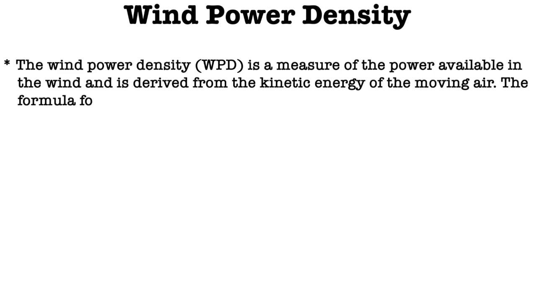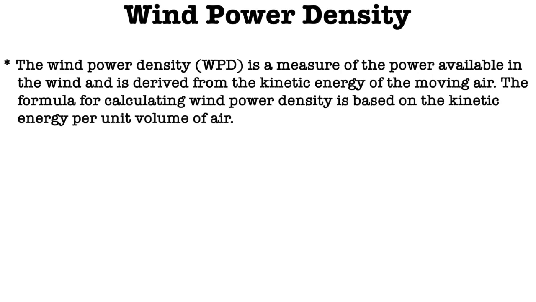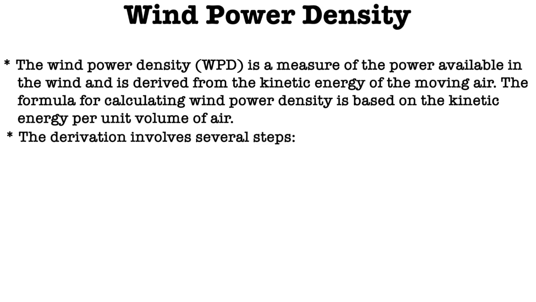The wind power density is a measure of power available in the wind and is derived from the kinetic energy of the moving air. The formula for calculating wind power density is based on the kinetic energy per unit volume of air. The derivation involves several steps.